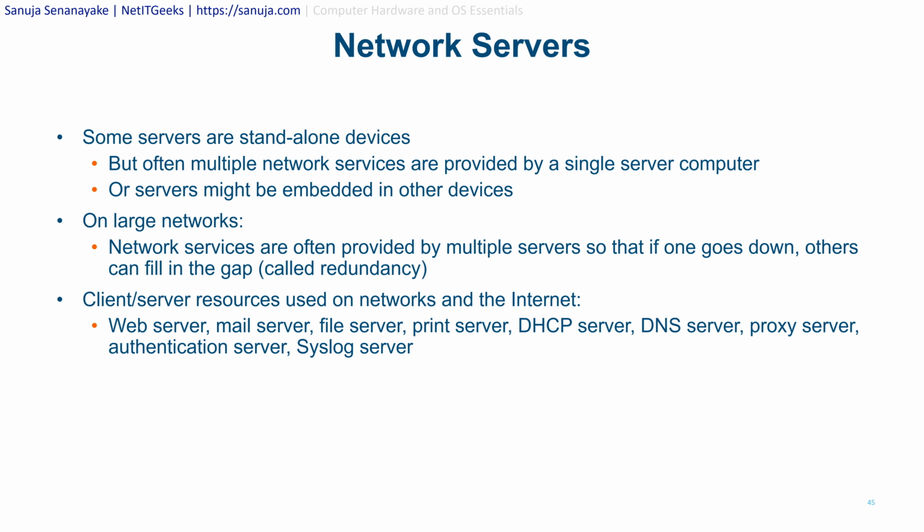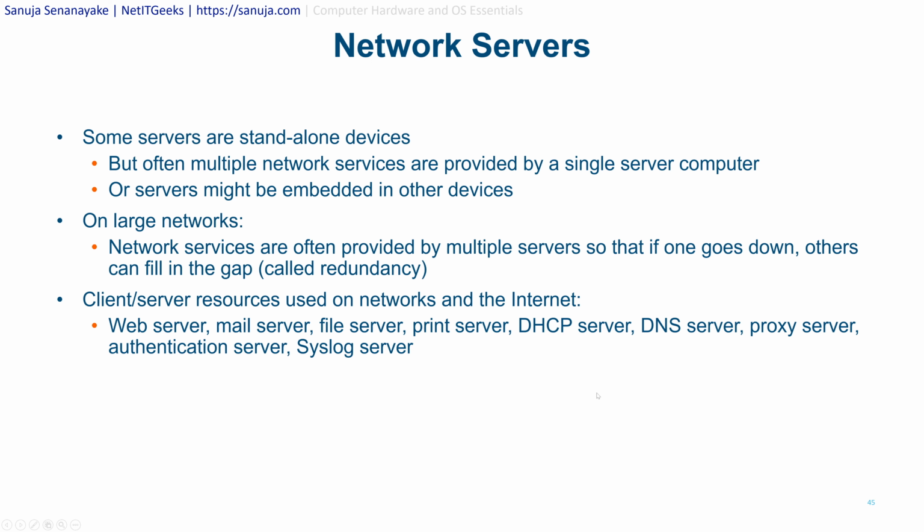Client server resources used on networks and the internet include web servers, mail servers, file servers, print servers, DHCP servers, DNS servers, proxy servers, authentication or AAA servers, and syslog servers, etc. So these are some of the most commonly used servers, and most of these servers are associated with small businesses and enterprise environments, except maybe the DHCP server and the file servers, because those are also very commonly used in home environments as well.